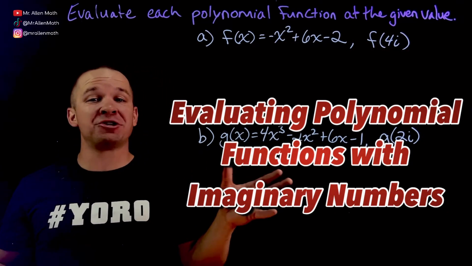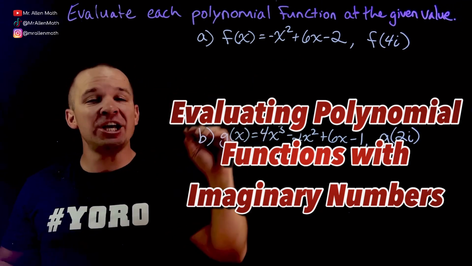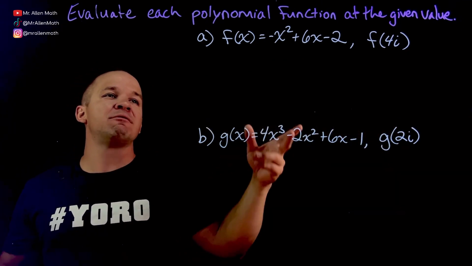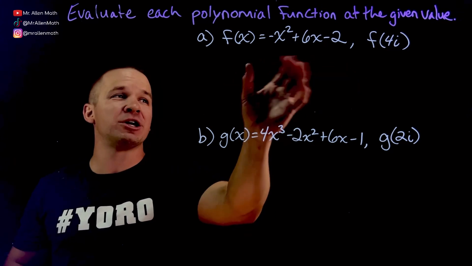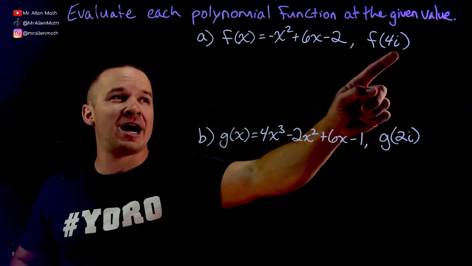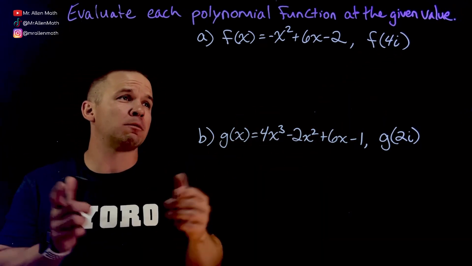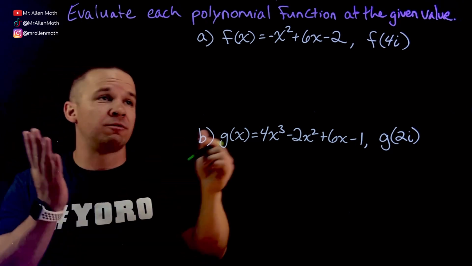Mr. Allen here with some imaginary numbers and polynomial functions. We're going to evaluate each one of these polynomial functions at the given value. So we have f of x, a quadratic here. We want to evaluate it when x equals 4i. So f of 4i just means x is going to be 4i. Let's replace all of our x's with 4i.